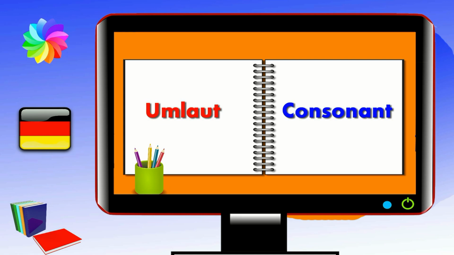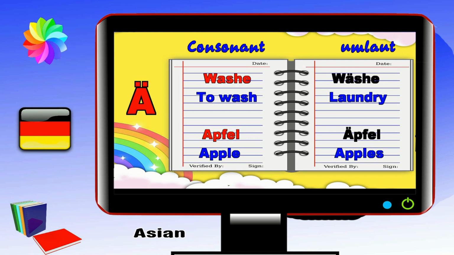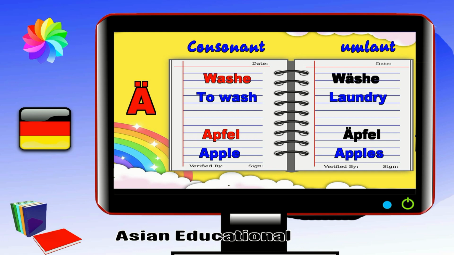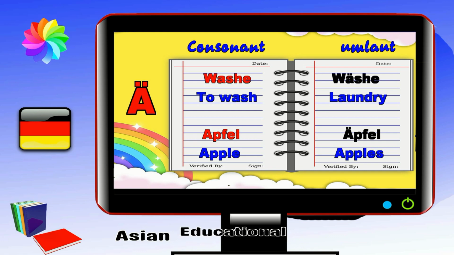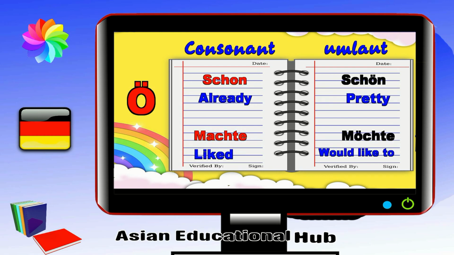Let us see the difference if we use umlaut and without umlaut in any word. First let us see a. Without umlaut it is waschen. Waschen means to wash, and with umlaut it is Wäsche. Wäsche means laundry. Without umlaut it is Apfel. Apfel means apple, and with umlaut it is pronounced as Äpfel. Äpfel means apples.